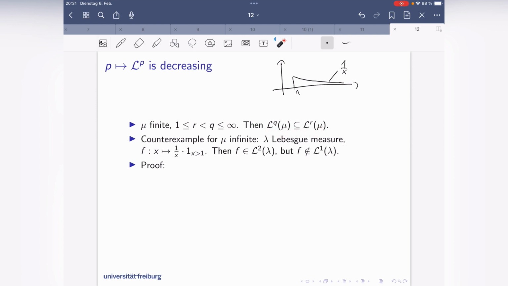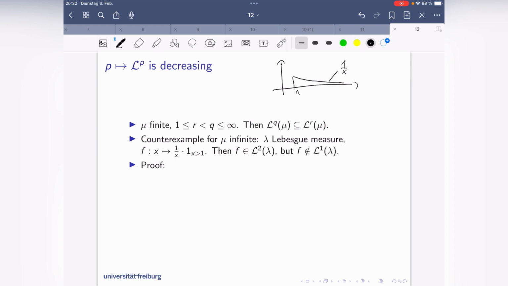which is exactly the opposite of here. So if q is bigger, so that would be the 2 here, and r would be the 1 here. So as we see here by this counterexample, L2 is not smaller than L1. There are functions in L2 which are not in L1. But as we prove in a second, if mu is finite, this inclusion here holds.